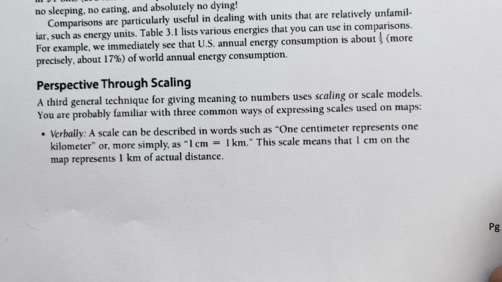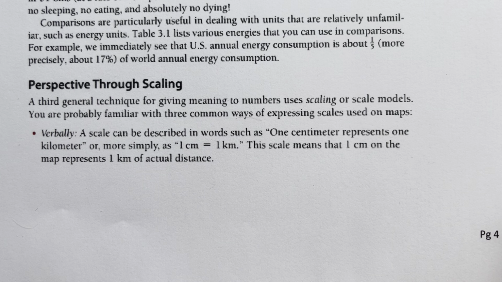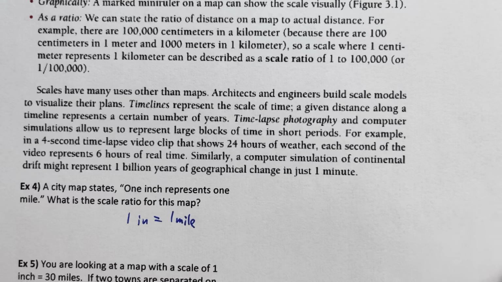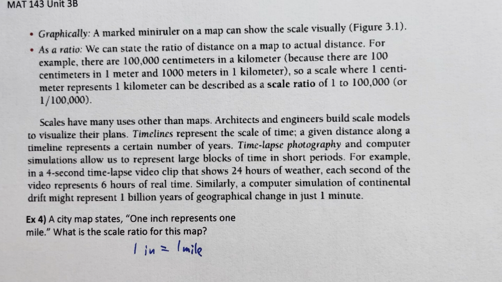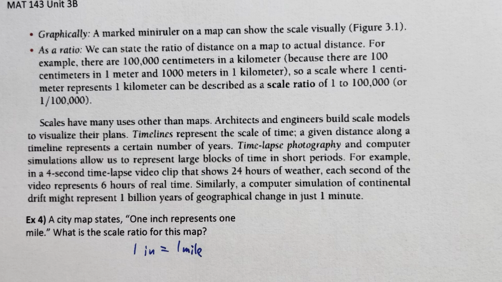All right, another one is to do it by scaling. So 1 centimeter represents 1 kilometer. You see these on maps. You'll see them on blueprints for houses, things like that. A scale just means that 1 centimeter is 1 kilometer in actual distance. You can do it with a mini ruler. You may have seen those on maps. Or sometimes you can do it as a ratio. For example, 100,000 centimeters is 1 kilometer. So it'd be 1 to 100,000.